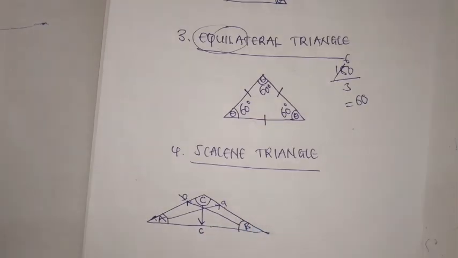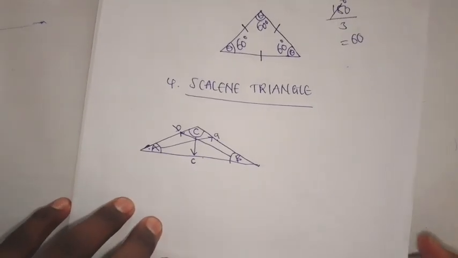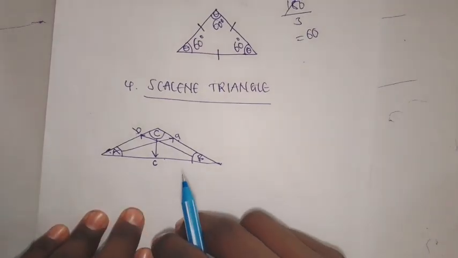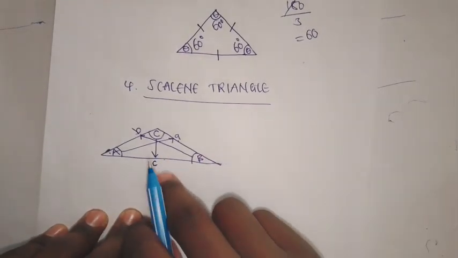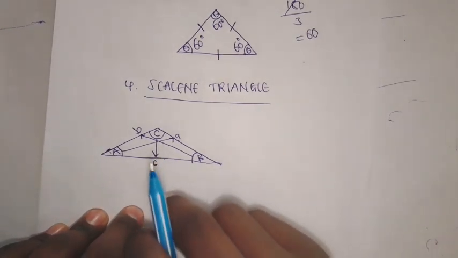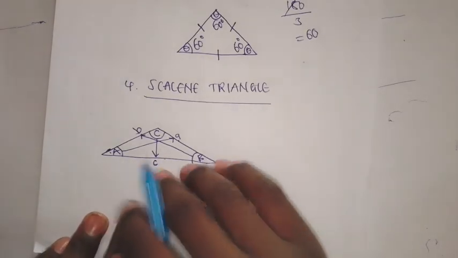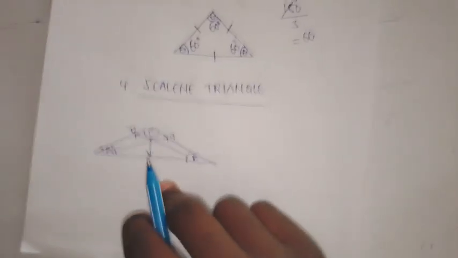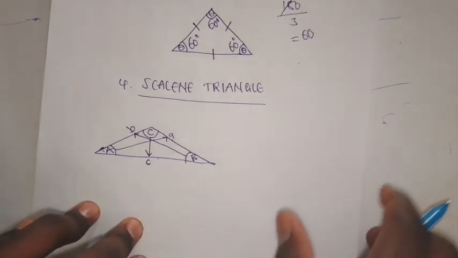Now, how do we find the area of this scalene triangle? In trigonometry, I think most of the questions come from this triangle. They like brainstorming this triangle, so you need to pay much attention. How do we find the area?